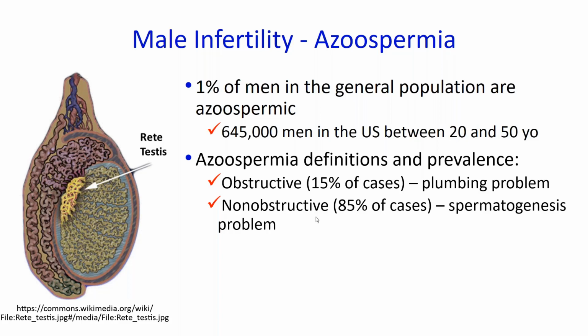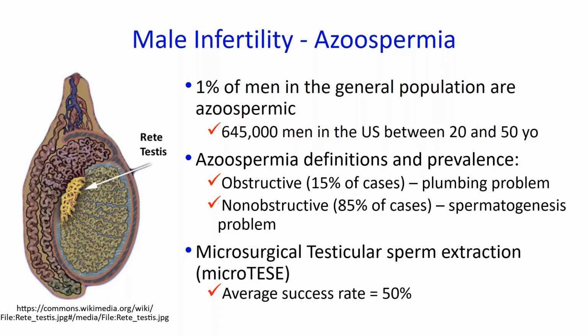But in the majority of cases, 85%, azoospermia is non-obstructive. And what that means is that the excurrent duct system is functioning normally, and that probably there's a defect in spermatogenesis here inside the seminiferous tubules. But even in those cases with the most severe diagnosis of non-obstructive azoospermia, it is sometimes possible to retrieve sperm directly from the testes.